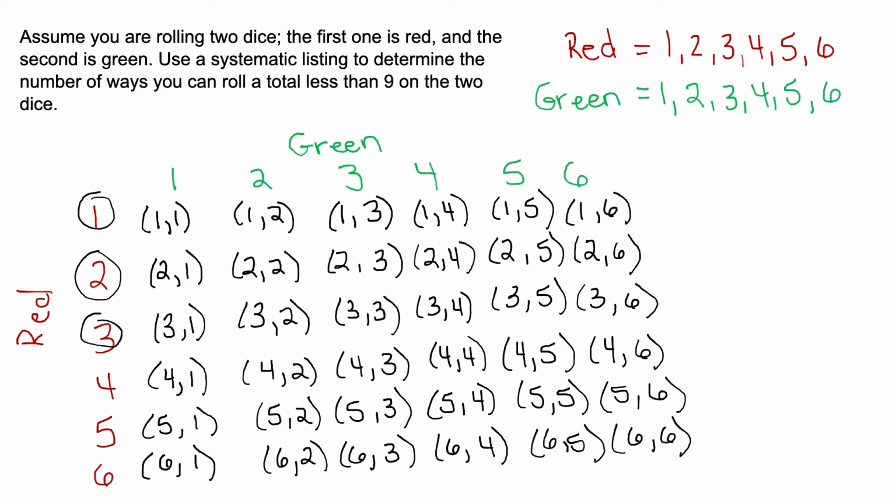Now I want to determine the number of ways we can roll a total less than 9. So it can't equal 9, it has to be less than 9. So that means my total can be 1, 2, 3, 4, 5, 6, 7, or 8. So I'm going to look at all of my outcomes individually and add the numbers together. If the total is less than 9, then I'm going to count that in my answer.